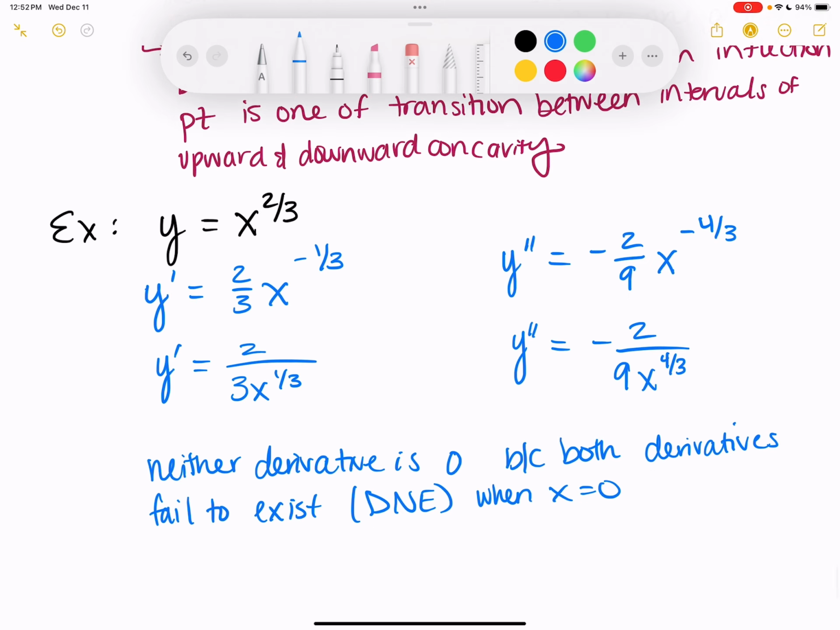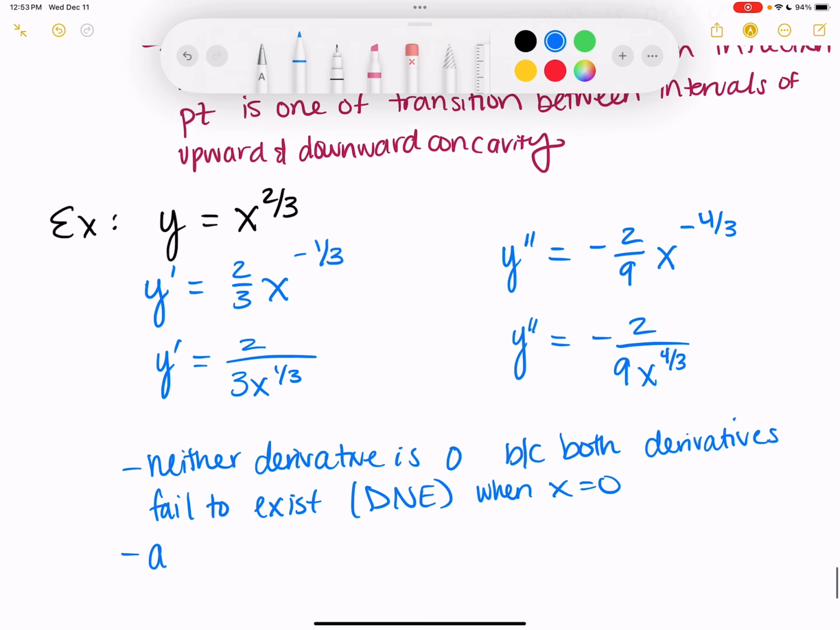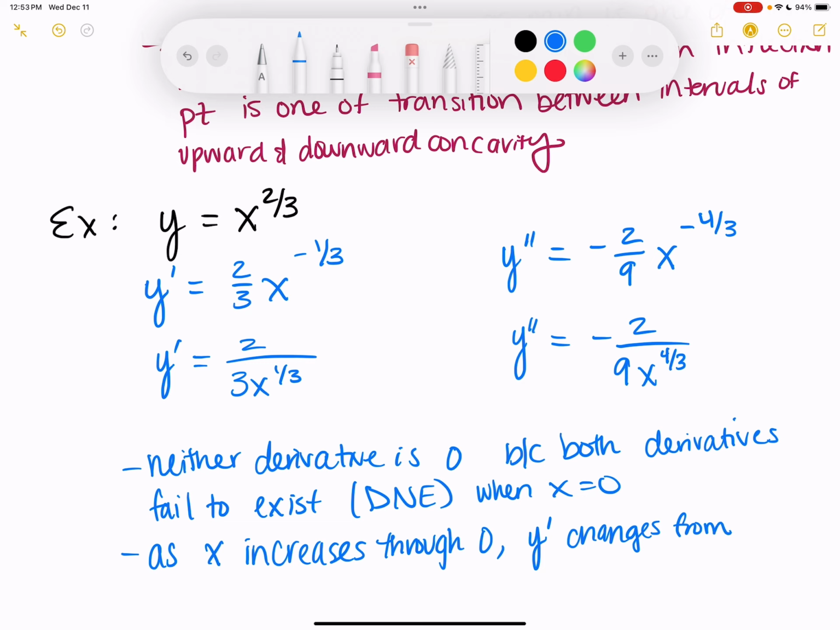All right, so then we want to look at the sign of y prime to determine basically if we're going to have a min or a max. As x increases through 0, y prime changes from... so if I put in, say, -1 to y prime for x, what do I get? So it would be negative. What do you get when you plug in a +1? Positive. So it changes from negative to positive.